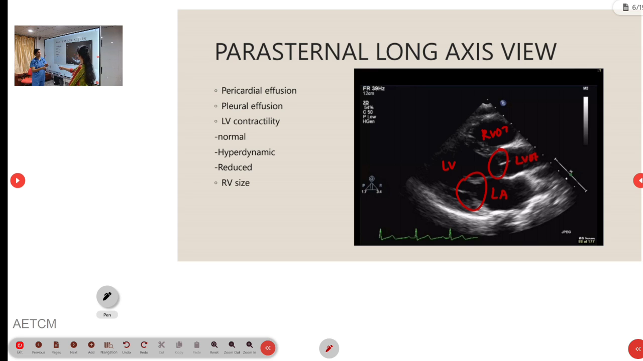Okay. In this view we can see pericardial effusion, and if there is a left-sided pleural effusion we can see that. We will assess ventricular contractility, that is whether all walls are contracting equally, and the RV size also we can assess here, but only a little part of the RV can be seen. And how will the pericardial effusion look? Pericardial effusion will be fluid, black colored. In this area you will be able to see this black color.